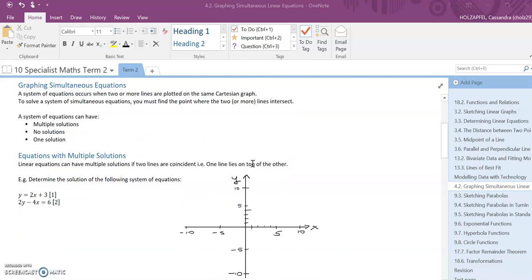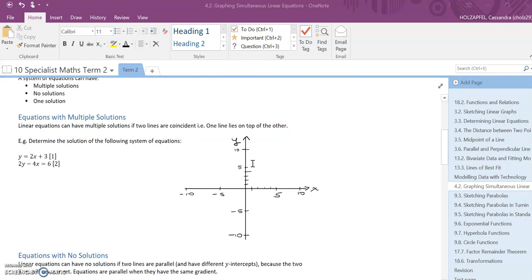All right, so let's start off. A system of equations occurs when two or more lines are plotted on the same Cartesian graph. You could also be given a list of equations and that would be your system of equations. To solve a system of simultaneous equations, you have to find the point, or 2 points or 3 points or whatever, where the lines intersect. A system of equations could have multiple solutions or an infinite number of solutions. They could have no solutions or they could have just one solution.